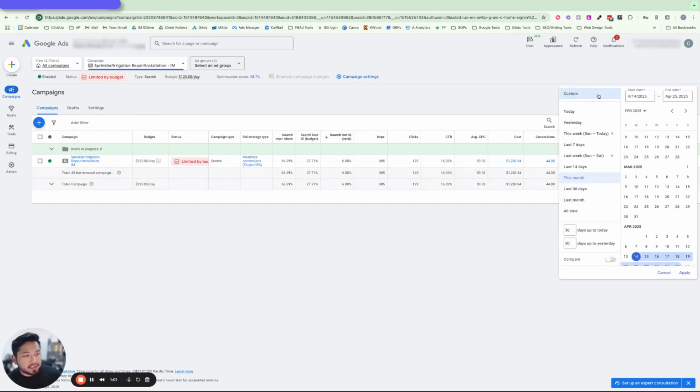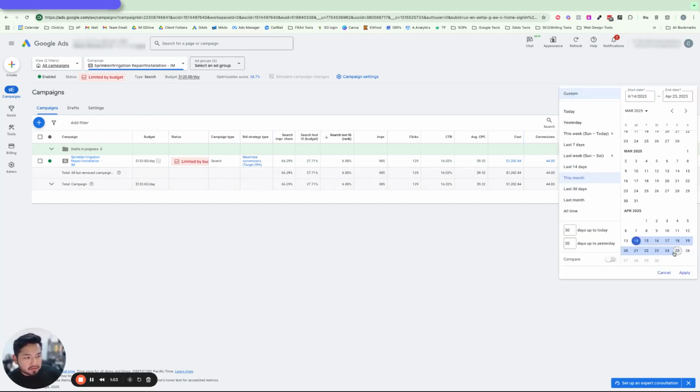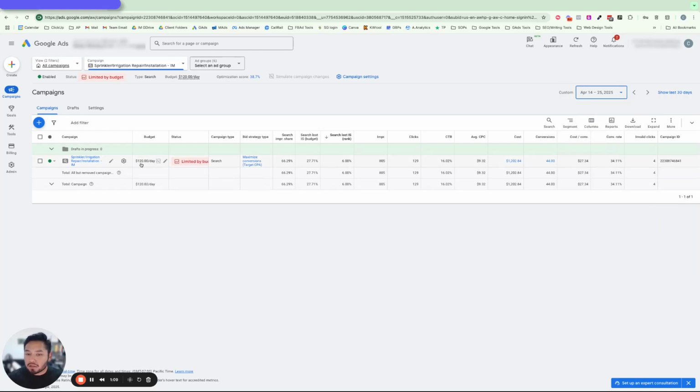All right, so we're looking at the date range of April 14th to the 25th. Now, they only run ads Monday through Friday, so it's 10 days of actual ad spend. They have a $120 a day budget, but they did not start off this way, and I'll get to that in a sec. So as you can see here, they spent $1,200 in 10 days. They got 44 leads for $27 each, and we had a 34% conversion rate. So that is really great results, and they just doubled the budget.